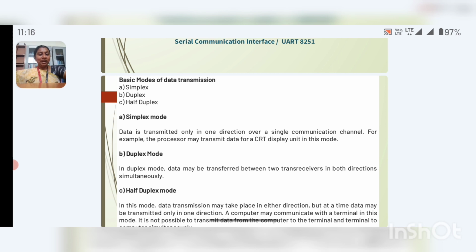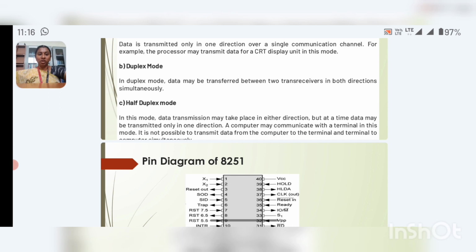Duplex is nothing but the data is transmitted in both directions simultaneously. That is, we can take the example of our mobile phone. If we talk here, on the other side the receiver is answering; the sender is speaking here and the receiver is answering here. This is the best example for duplex mode. And the next one is half duplex mode. In this mode, data may be transmitted only in one direction at a time, where the computer may be able to transfer the data in the other direction.